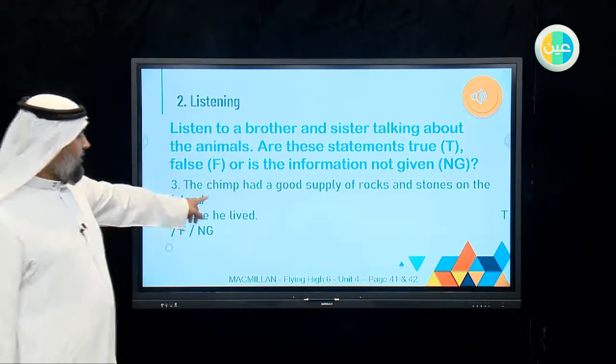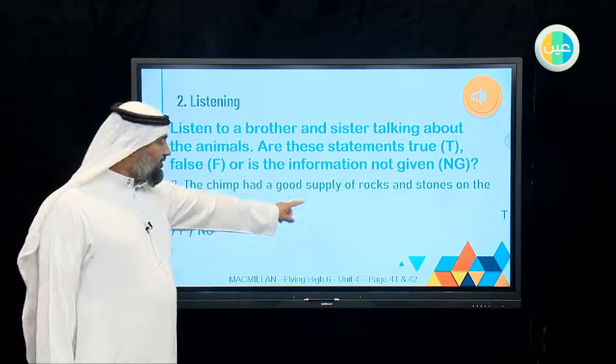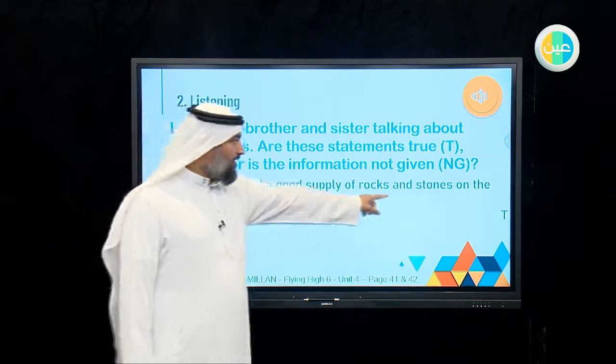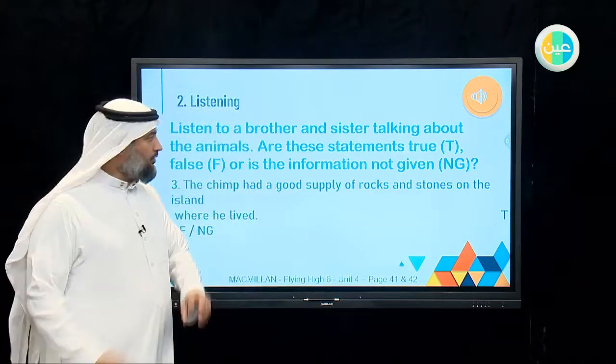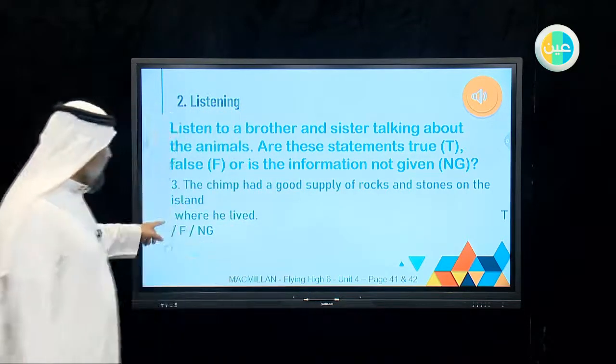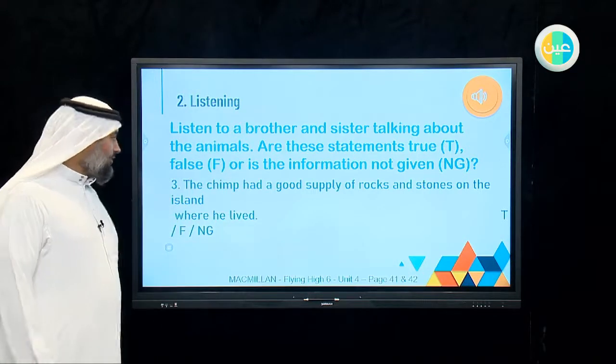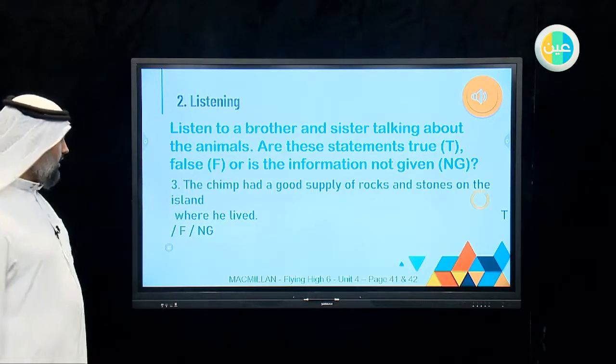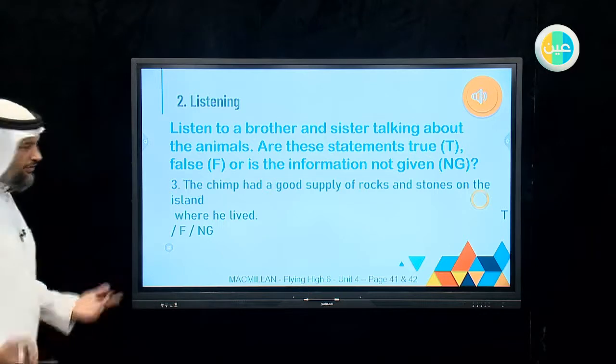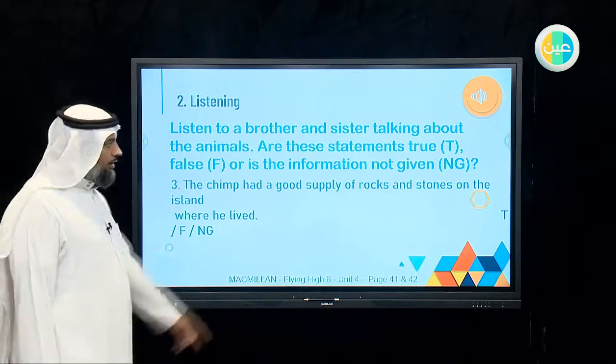The chimpanzee or the chimp had a good supply of rocks and stones, rocks, sukhur, ahjar, on the island where he lived. Is it true or false? It's not mentioned. We don't know. It's not given.